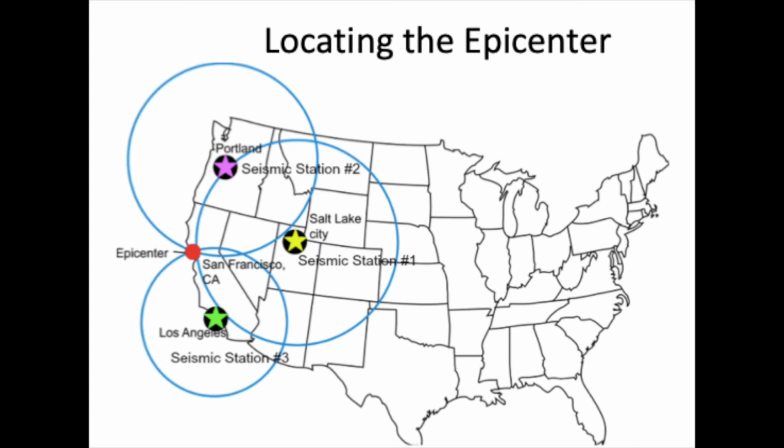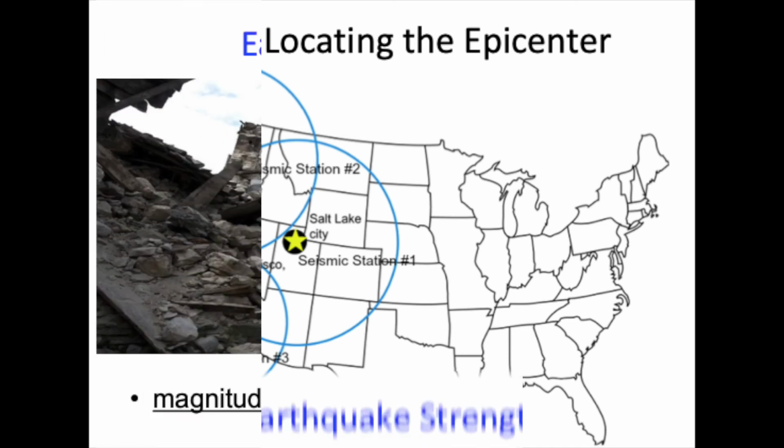So if we take a look at a map of the United States, we have 3 different stations. We have Portland, we have Salt Lake, and we also have one in Los Angeles, California. And if we use the time between the primary wave and the secondary wave, we can then convert that into kilometers away from our stations. And if we draw a perimeter around each station, we actually have a crossing at the epicenter, and it's shown to be in San Francisco in this example.